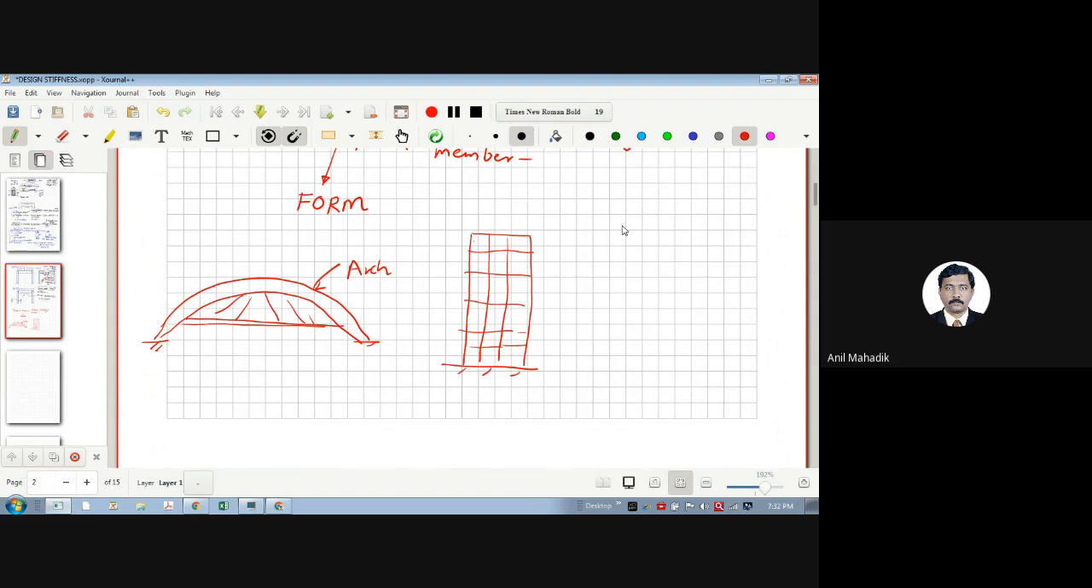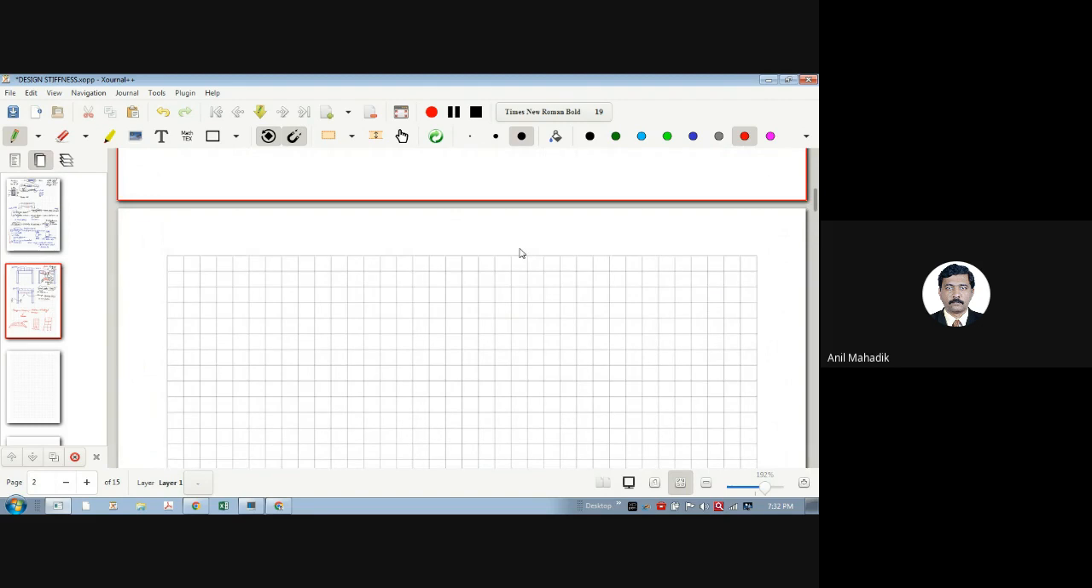Then you might have seen ESR, elevated service reservoirs with staging, I mean overhead water tanks like this. There is a staging and then there is water here. So this is also one kind of form as far as the structure is concerned. Then you might have seen stadium structures. So they have some different shape.